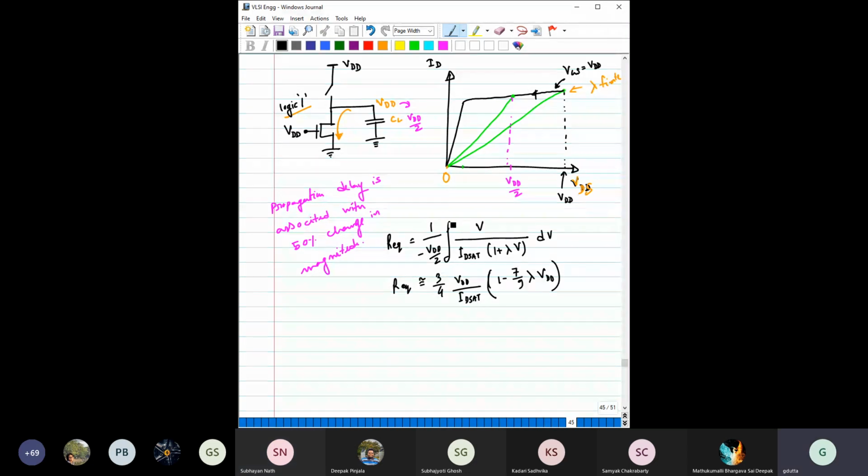Oh, right, I need to put the limit. Yes, you are right. We are taking this integration from this point to this point, so it should be from VDD to VDD by 2.